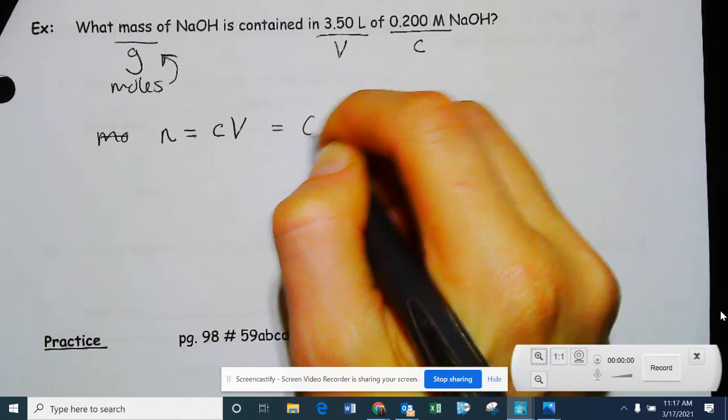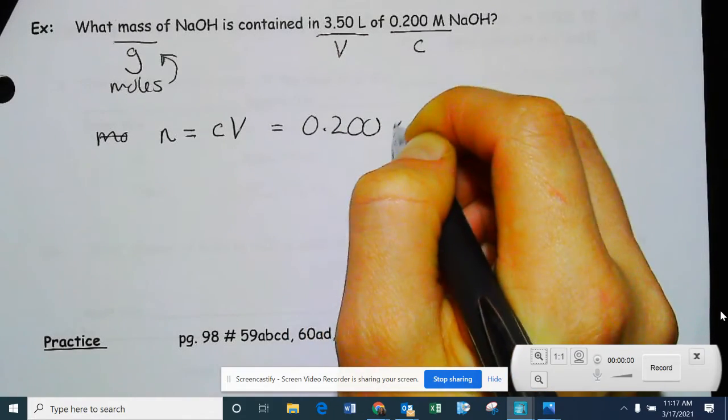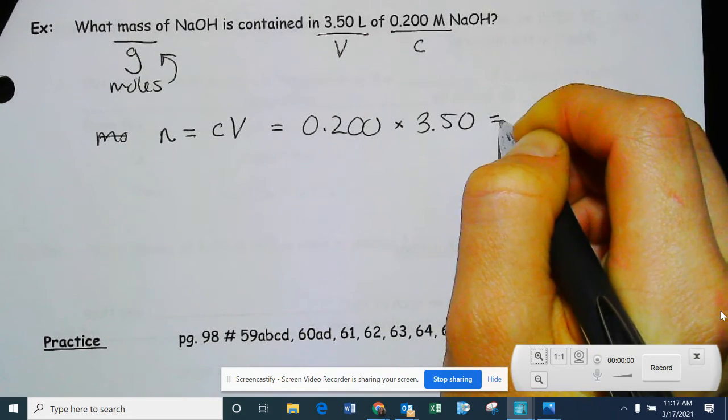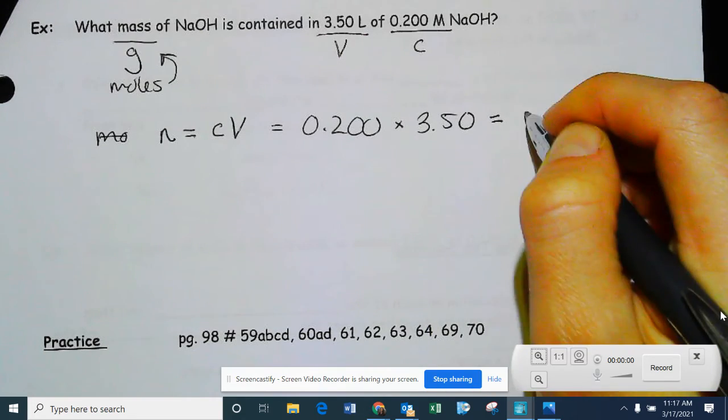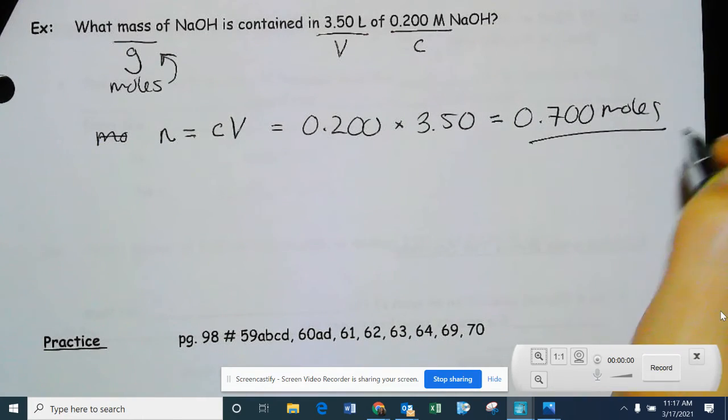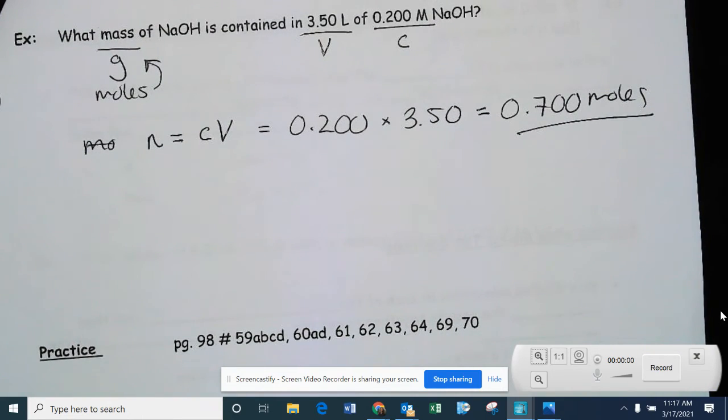So 2.2 times 3.50. And we should get 0.700 moles. Okay, so that's how many moles of sodium hydroxide I will have in that 3.5 liters of that concentration.